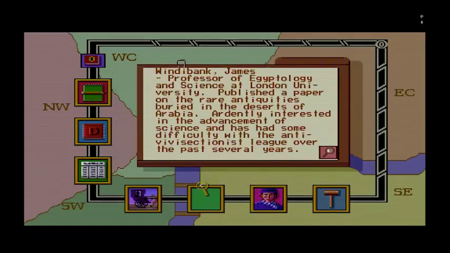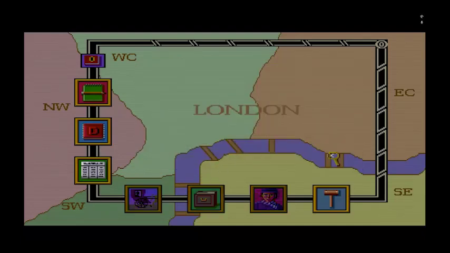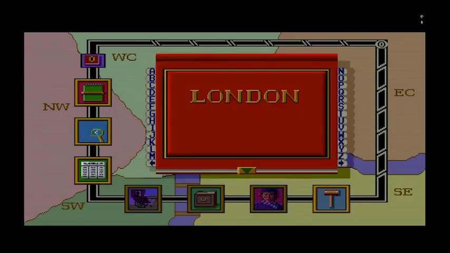James Windibank, professor of Egyptology and Science at London University, published a paper on the rare antiquities buried in the deserts of Arabia. Ardently interested in the advancement of science, and has had some difficulty with the Anti-Vivisectionist League over the past several years.